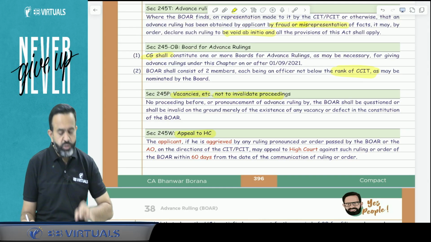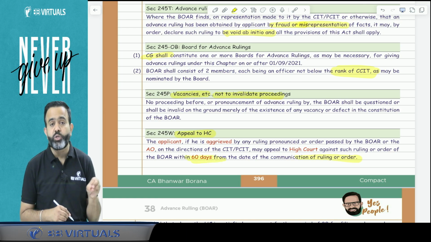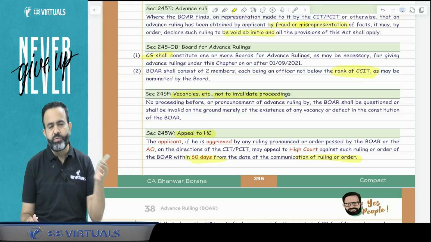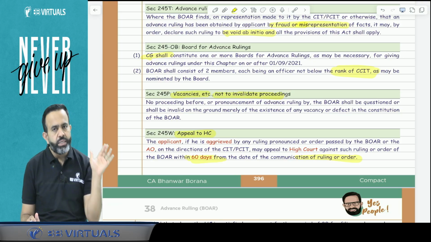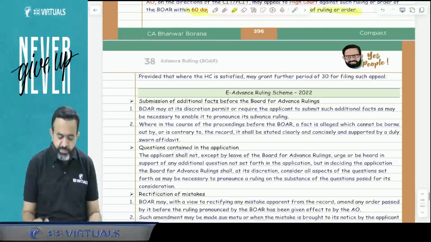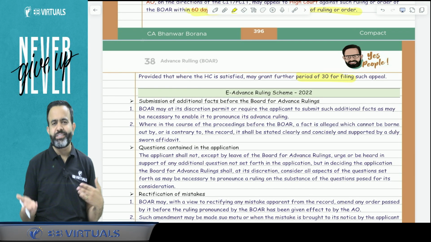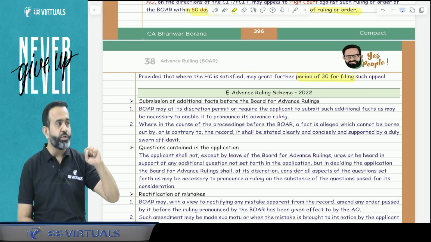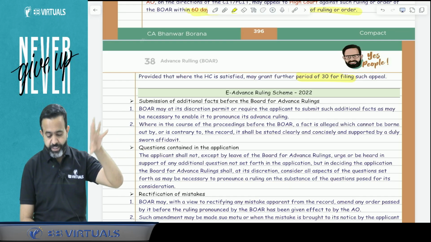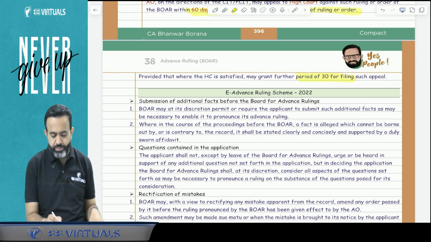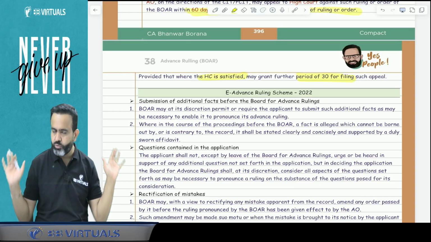Now guys, what is the time limit to apply to the high court? So the time limit is 60 days from the date of communication of the ruling. So when you receive the judgment of the advance ruling, within 60 days you have to apply to the high court, or the department will apply to the high court. But guys, if the high court is satisfied, then the high court can give 30 additional days also. So suppose after 70 days you realize that you should apply to the high court, then you can apply after 60 days also, and here 30 days time will be given by the high court. Only if the high court is satisfied, then they may give you a further 30 days time limit to file the appeal to the high court.